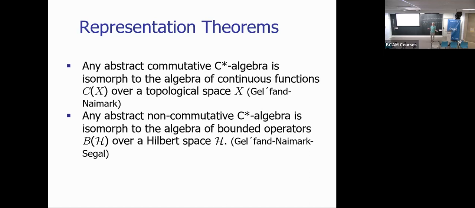So there are no other possibilities. Either we have a commutative C-star algebra, and this immediately implies the existence of a phase space for this classical system, or we have a non-commutative C-star algebra, and this immediately implies the existence of a Hilbert space. And here you see, we don't say anything about the Hilbert space before that, but it follows automatically, so to say, by means of the proof provided by Gelfand, Neimark, and Segal, that there must be a Hilbert space. And the C-star algebra must be represented by the bounded operators in this Hilbert space.